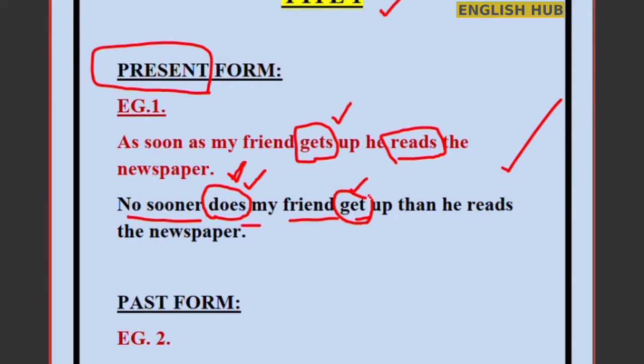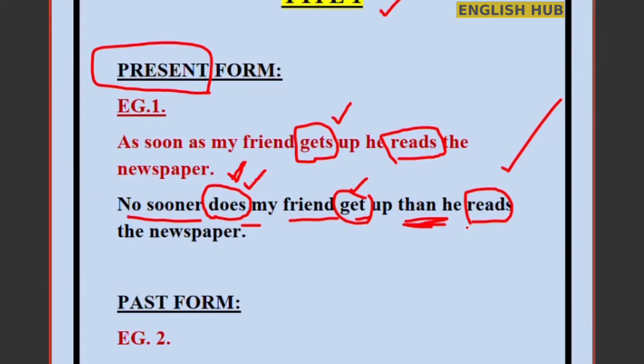So no sooner does my friend get up, you must remember that we need to use the word than over here. First part of the sentence is done. No sooner does my friend get up, then you use the word than. Again, the sentence is in present form, so you write the present form here also. He reads the newspaper. So first part will have no sooner does my friend get up. Then you add the word than, and then the next part of the sentence. What does he do? He reads the newspaper.